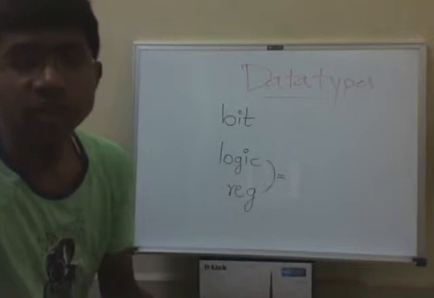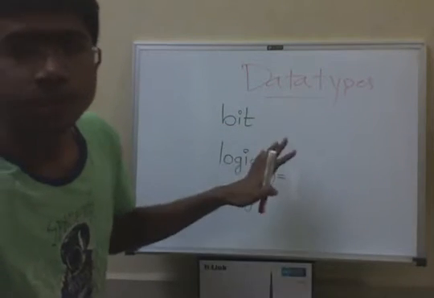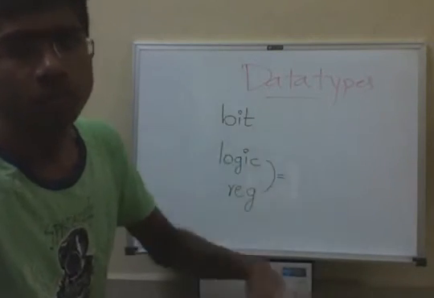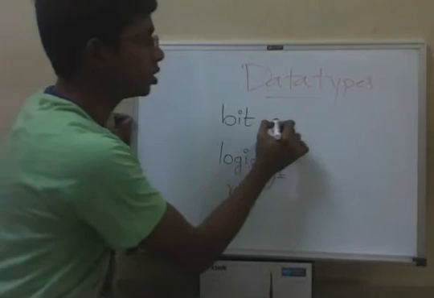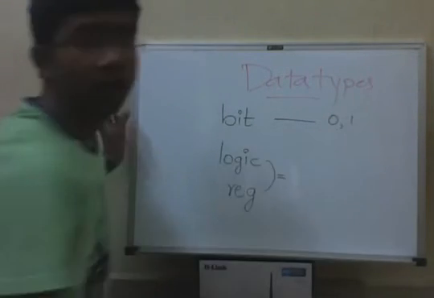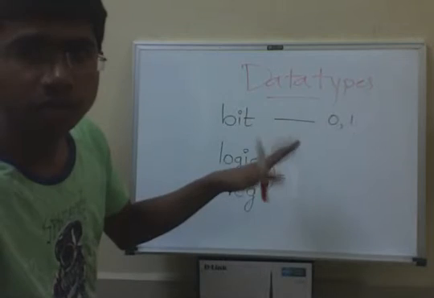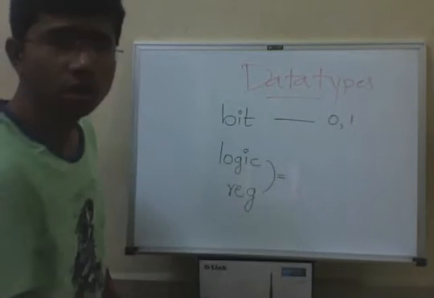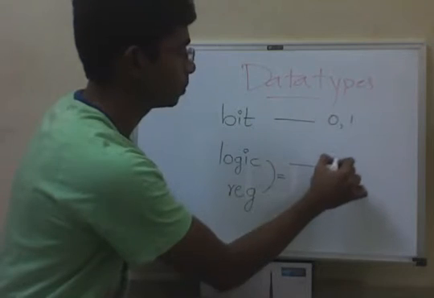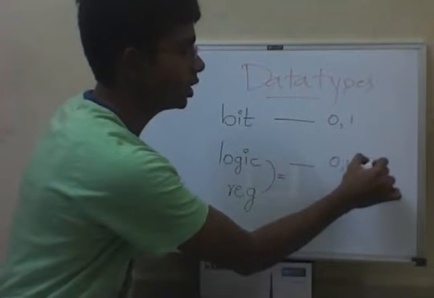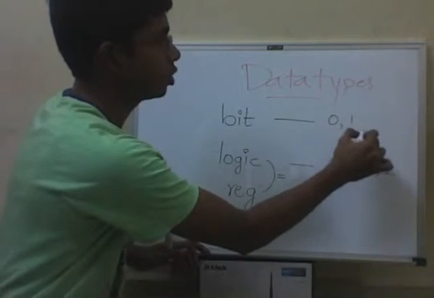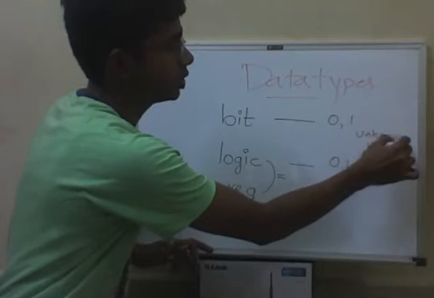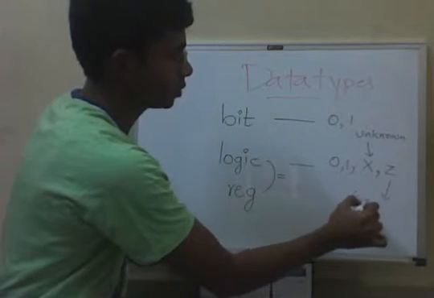Reg exists in Verilog, which is the predecessor of SystemVerilog, from where it is modified and derived. So both are the same. Bit means it will have zeros and ones, that is binary, 0 and 1. If you take logic or reg, it can have zeros and ones and extra X and Z. X stands for unknown and Z stands for high impedance.